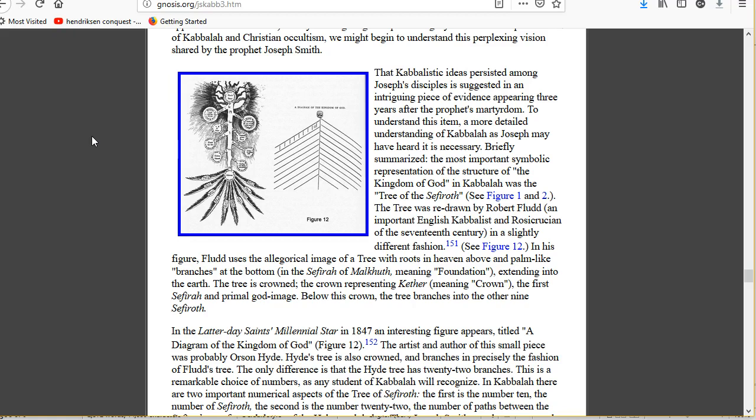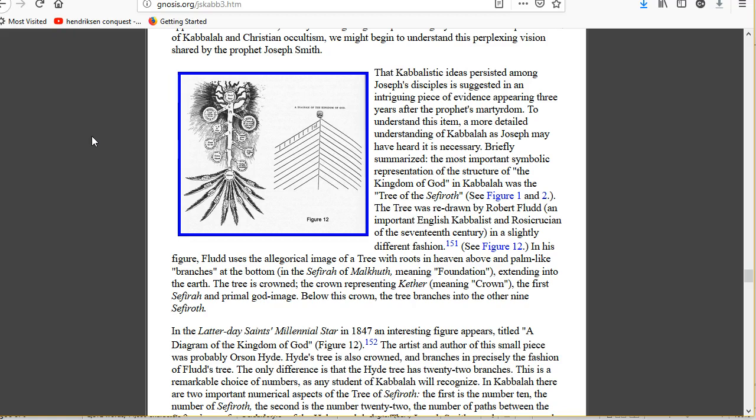He continues, that Kabbalistic ideas persisted among Joseph's disciples is suggested in an intriguing piece of evidence appearing 3 years after the prophet's martyrdom. To understand this item, a more detailed understanding of Kabbalah as Joseph may have heard it is necessary. Briefly summarized, the most important symbolic representation of the structure of the kingdom of God, in Kabbalah, was the tree of Sephiroth. The tree was redrawn by Robert Flood, an important English Kabbalist and Rosicrucian of the 17th century, in a slightly different fashion. See figures 12.